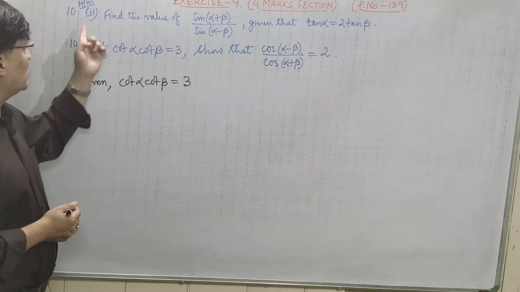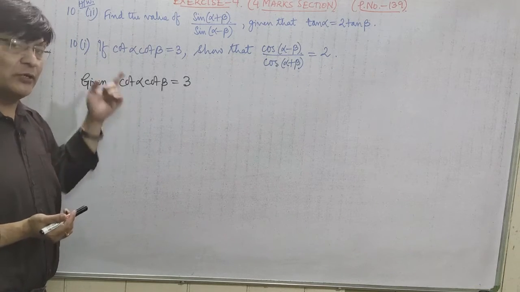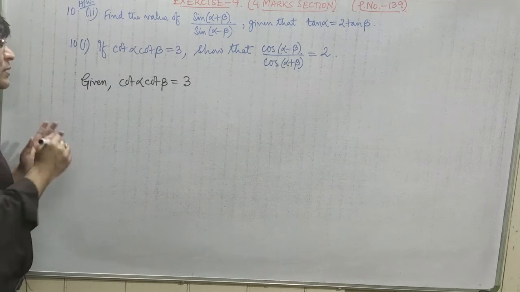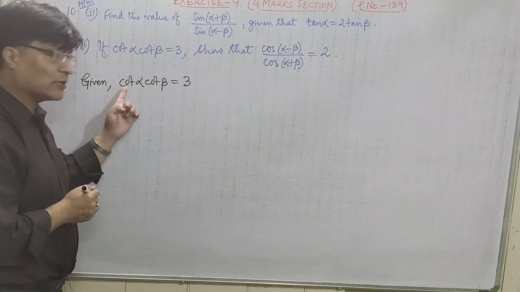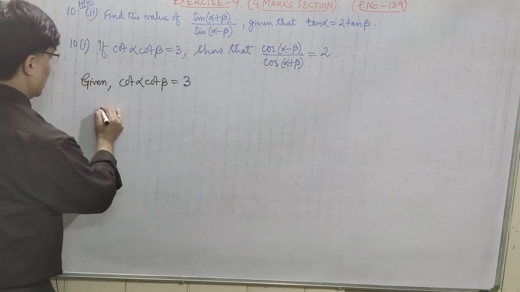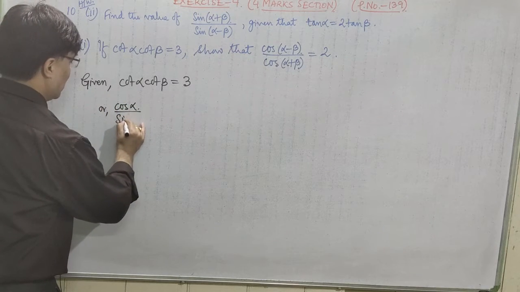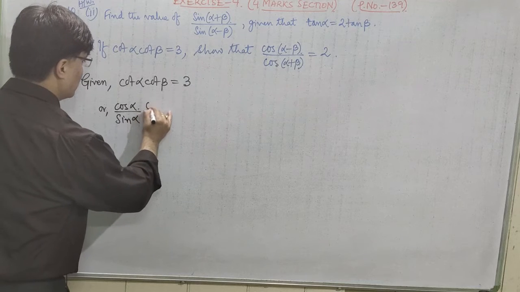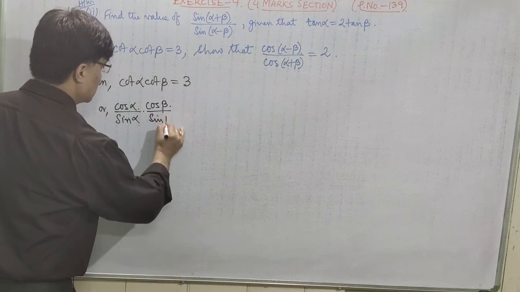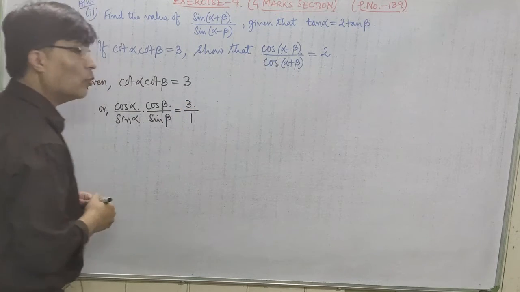So this 10 number 2 is similar to 10 number 1. So 10 number 1, let's do it here. So 10 number 2, you can easily do it at home. Okay. So now in this case, let us convert this cot alpha and cot beta in terms of cos and sine. Right. That is, this is cos alpha by sine alpha into what is cot beta? Cos beta divided by sine beta is equal to, this is 3 upon 1.